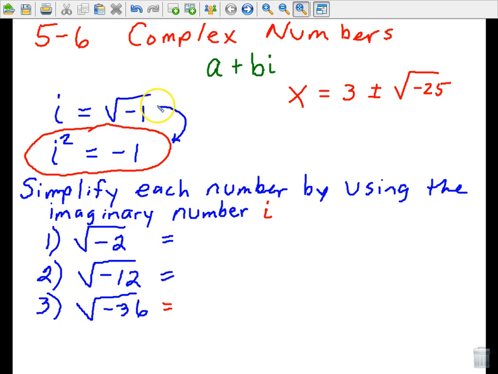And we get a spin-off truth from that. If you just think about it, if I raise both sides of this equation to the second power to get rid of the radical, then something else becomes true, and that is i squared is equal to the number negative 1. So these two truths, or if you want to call them definitions, they're going to be used, especially this.